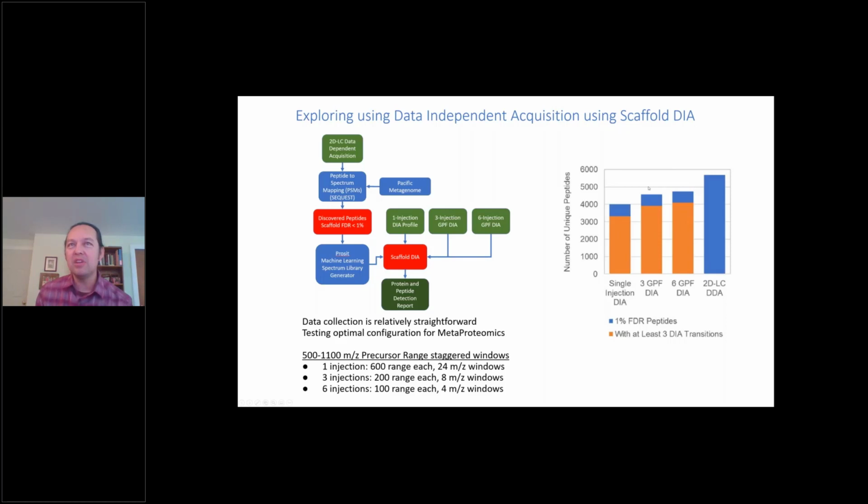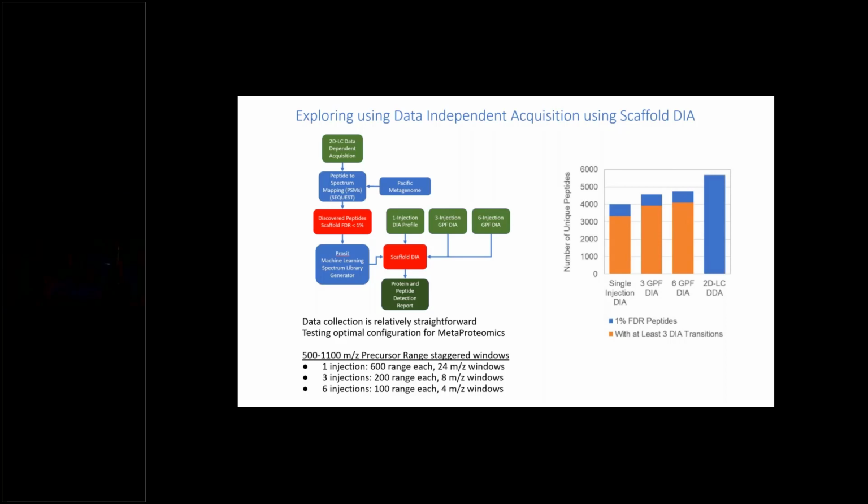And here's the performance where the single injection actually does pretty well compared to the multiple gas phase ones, but there is some concern that maybe we're getting some peptides in here that are not exactly what we think they are because of small differences in sequence. But so far, it's looking really exciting.